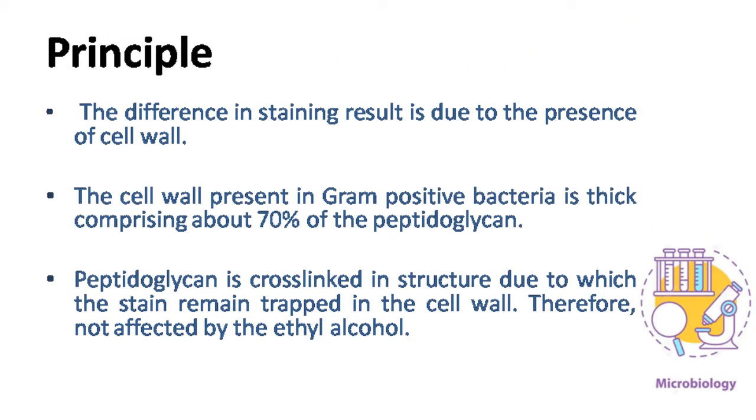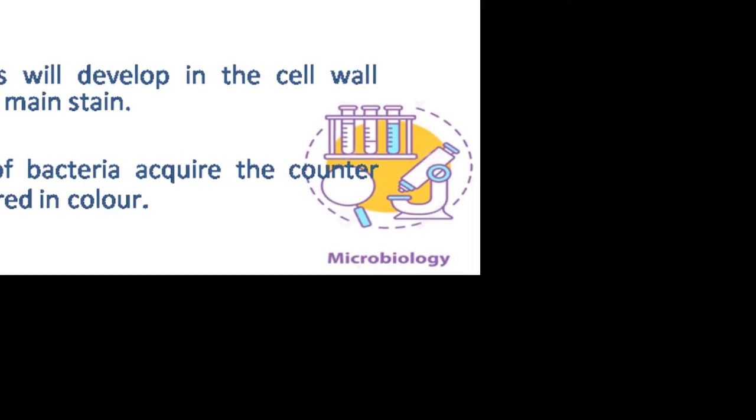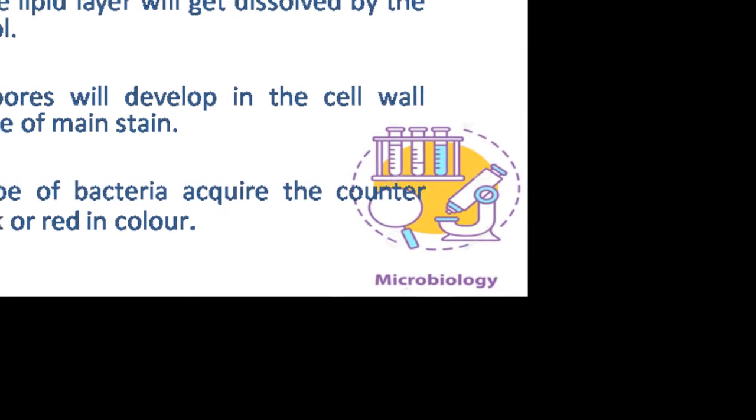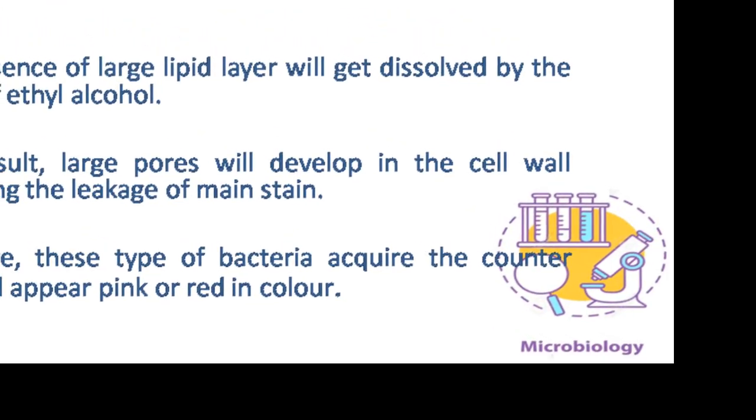Gram staining is based on the principle of cell wall components. For example, in gram-positive bacteria, the cell wall is thick and composed of about 70% peptidoglycan. Peptidoglycan is a polymer of sugar and amino acids that form a cross-link-like structure. This cross-linking helps the stain to remain entrapped in the cell wall and not get affected by the action of ethyl alcohol. Whereas in gram-negative bacteria, the cell wall contains less peptidoglycan and a high amount of lipids.